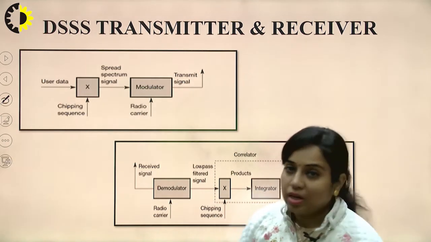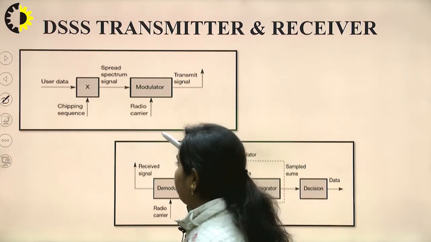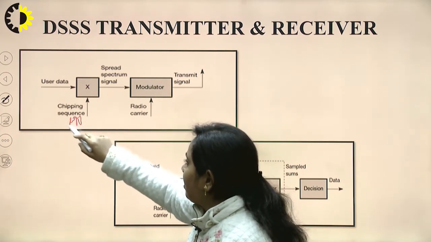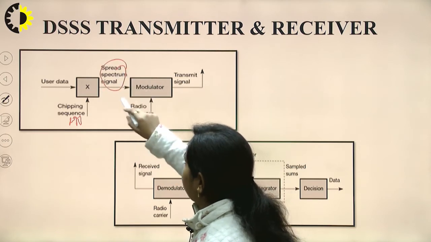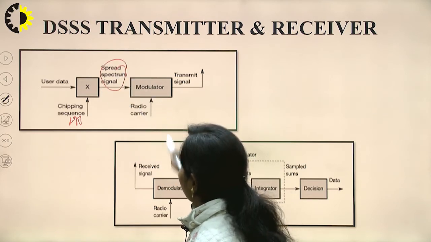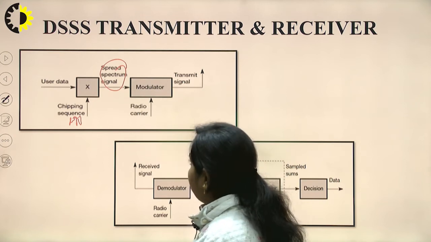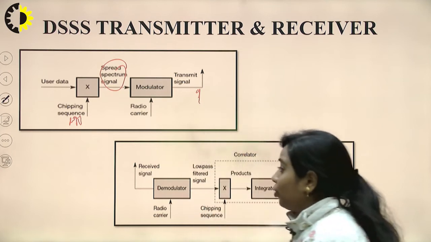So this is the transmitter and the receiver diagram. This is the transmitter part, where user data will be there. The chipping sequence, which is nothing but the PN sequence, is applied as an input to this. The output will be a spread spectrum signal. Then it is applied to a modulator, and to this modulator we require a radio carrier, and then the transmit signal will be generated, the data that you want to transmit.